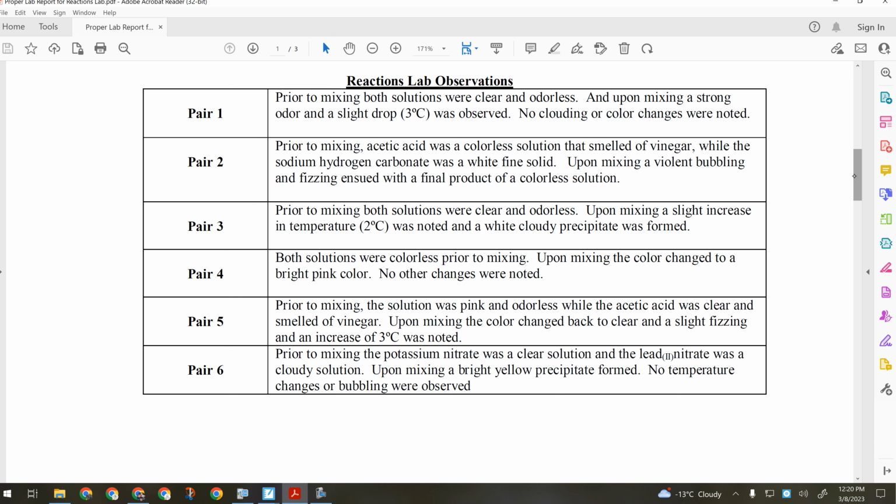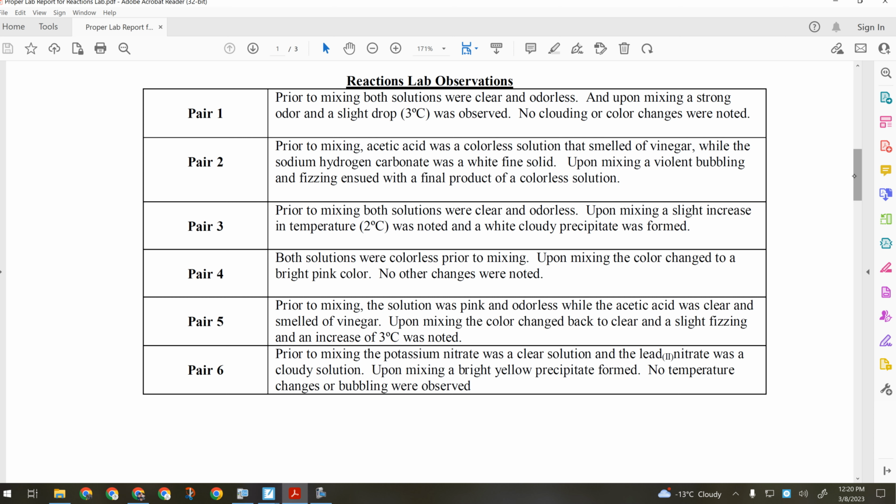So before, for example, for pair number 1, prior to mixing, both solutions were clear and odorless. Upon mixing, a strong odor and a slight drop of 3 degrees Celsius was observed. No clouding or color changes were noted. Is that pretty specific? It is. For pair number 2, prior to mixing, acetic acid was a colorless solution that smelled of vinegar, while sodium hydrogen carbonate was a fine white solid. Upon mixing, a violent bubbling and fizzing ensued with a final product of a colorless solution. Again, specific, and a before and an after, so there's a comparison of what occurred in the lab.